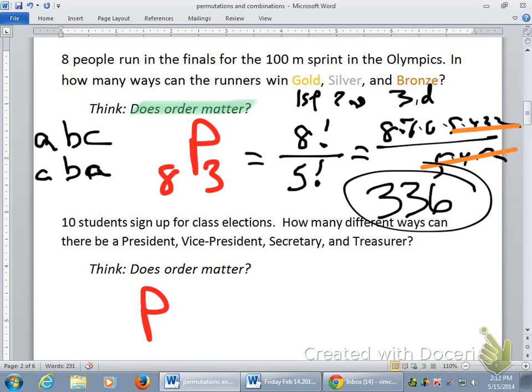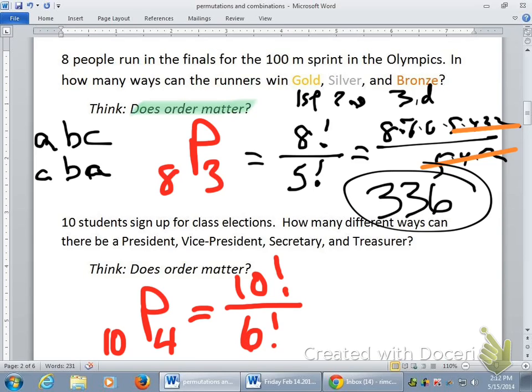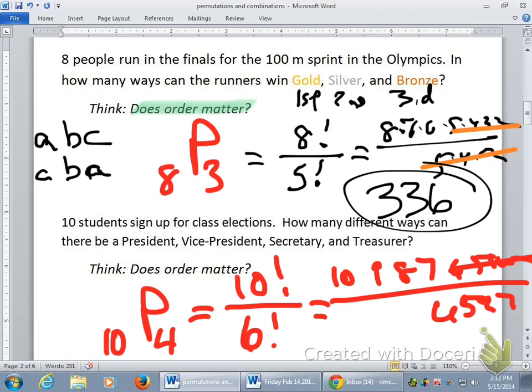How many people are running? And how many do I want? 4 positions to fill. So it's a permutation of 10 choose 4. 10 factorial over 10 minus 4 is 6 factorial. So you end up with 10, 9, 8, 7, 6, 5, 4, 3, 2, 1. And then the 6, 5, 4, 3, 2, 1s all cancel, right? So 10 times 9 times 8 times 7 is 5,040. So there are 5,040 ways for that to happen.